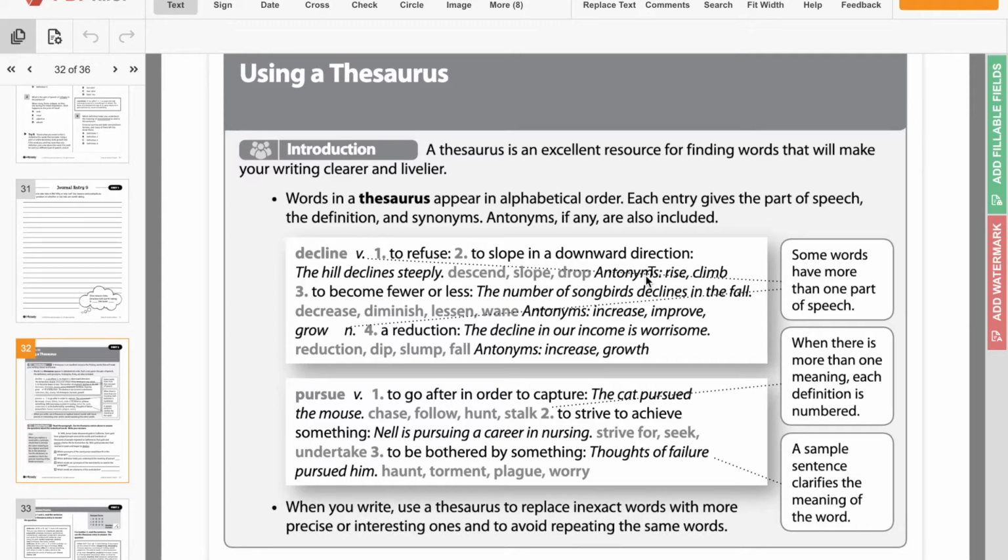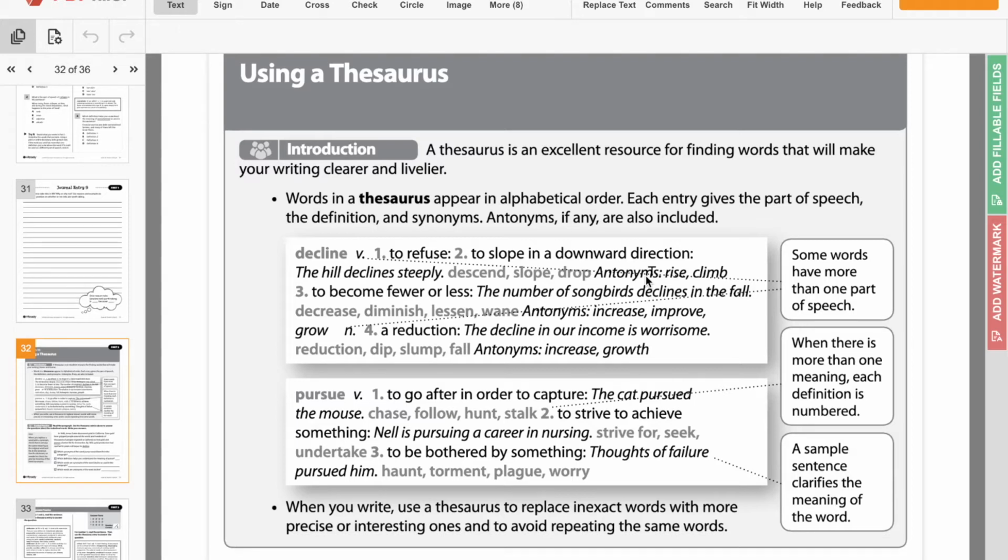So the third definition means to become fewer or less. The number of songbirds declines in the fall because there becomes less of them. Synonyms are decrease, diminish, lessen, wane. Antonyms are increase, improve, and grow. Then there's also a noun definition, which is a reduction. So the decline in our income is worrisome. Synonyms are reduction, dip, slump, fall. Antonyms are increase or growth.